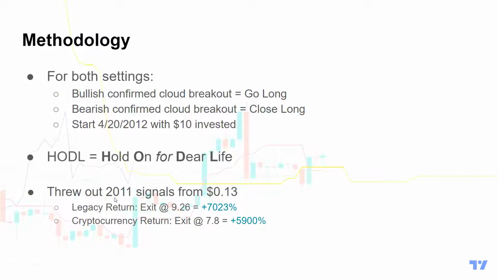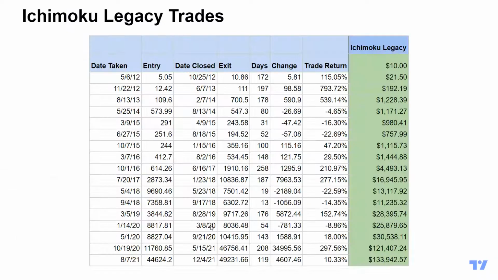And I went ahead and threw out the 2011 signal, the first time you could have possibly bought it based on this signal at 13 cents, because that's going to throw off the returns. But of note, the legacy numbers would have returned about 7,000% when they exited at $9.26. And the new and improved cryptocurrency numbers, which actually hadn't been invented yet in 2012, would have returned 5,900% at $7.8. So we're going to throw that out because it wasn't even invented yet.